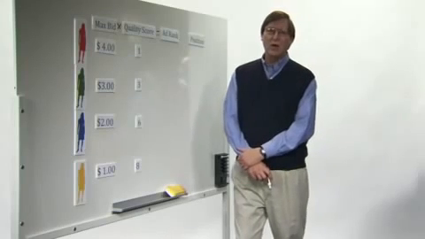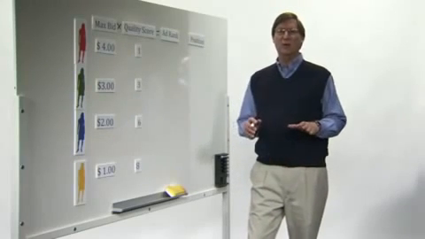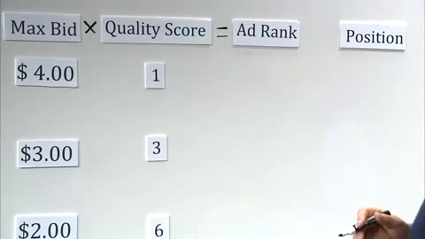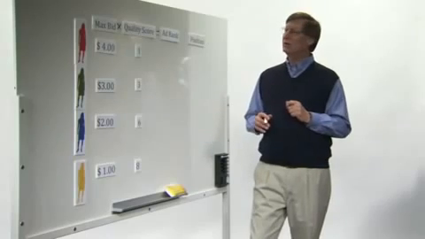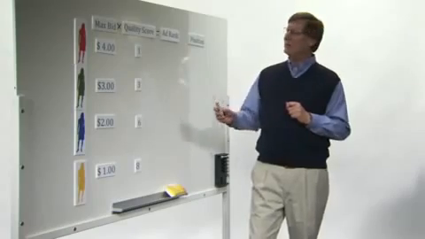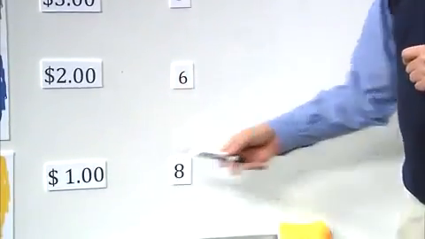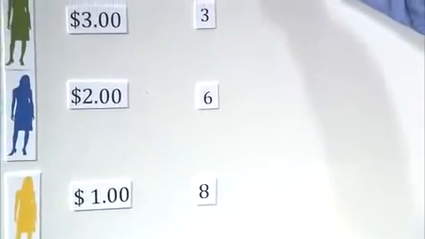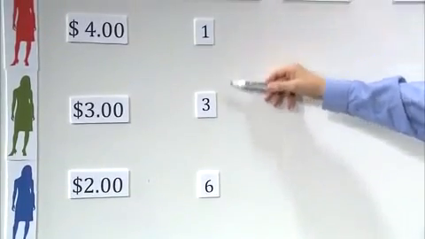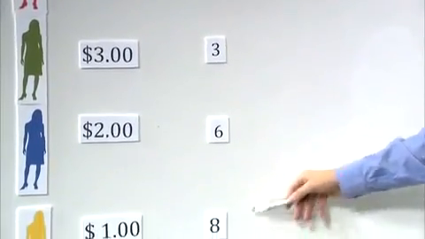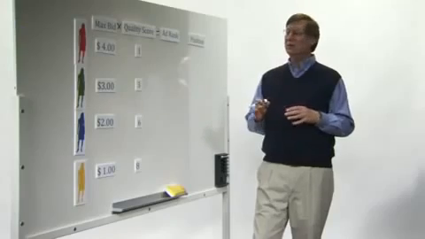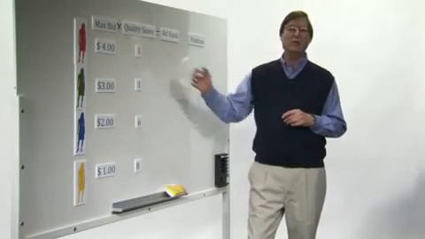So how does this quality score affect the way the auctions run? What we do is we have a concept of ad rank. And ad rank is going to be the bid of the advertiser times the quality of the ad. In this particular example, I've got four advertisers. They're bidding 4, 3, 2, and 1. And the ads have different quality. In this case, it's a quality of 1, 3, 6, and 8. To determine the ad rank, we just multiply those two numbers together.